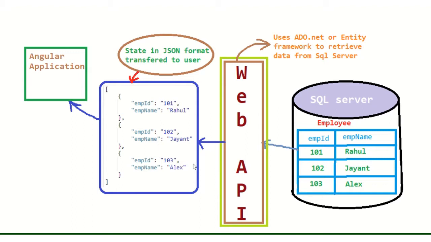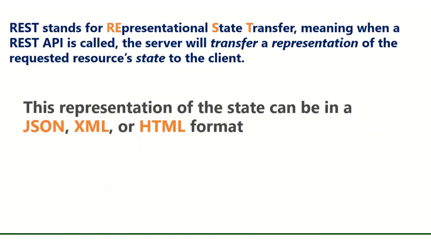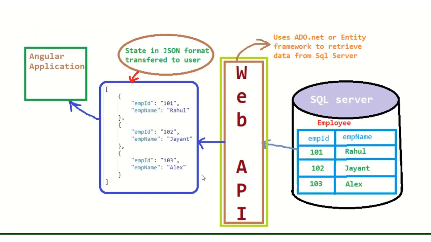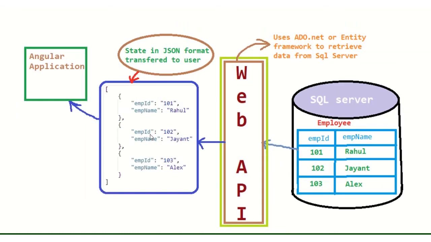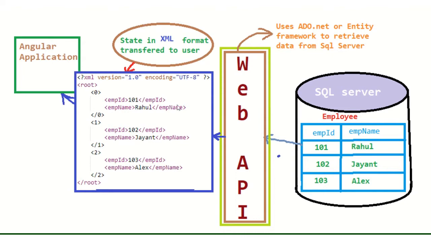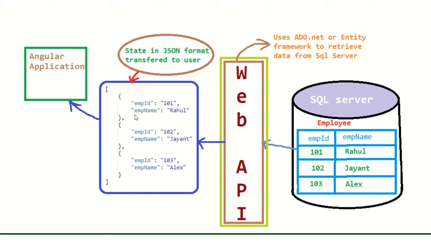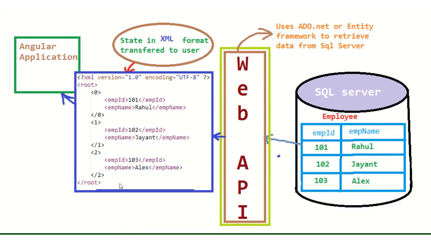So we can transfer the state either through JSON or XML or HTML. This is an example of JSON. So the state is transferred through JSON format. Then the same table can be transferred through XML format. This is XML format. So either JSON or XML, in any format we can transfer the state, but JSON is better than XML because it is lightweight. See, it contains fewer characters than the XML format. Even in HTML format also we can transfer the state.